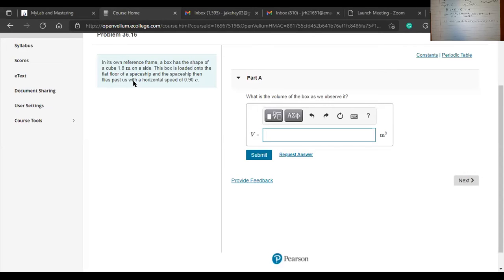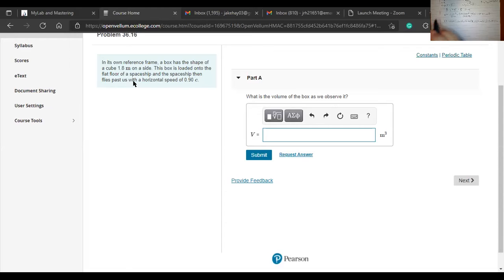In its own reference frame, a box has the shape of a cube, 1.8 meters on a side. So basically, a cube means it's 1.8 by 1.8 by 1.8. The box is loaded onto the flat floor of a spaceship, and the spaceship flies past us with a horizontal speed of 0.90 c. What is the volume of the box as we observe it?